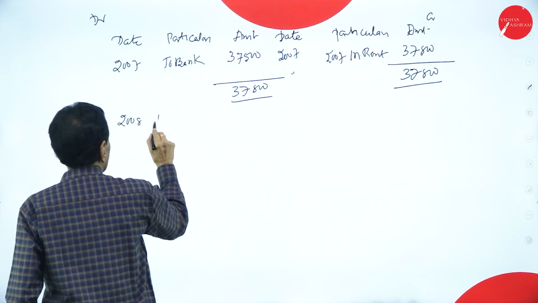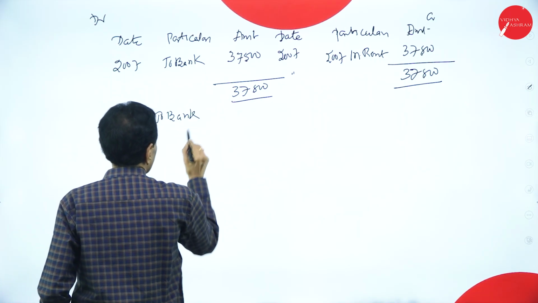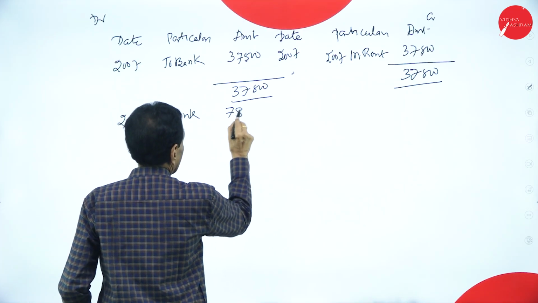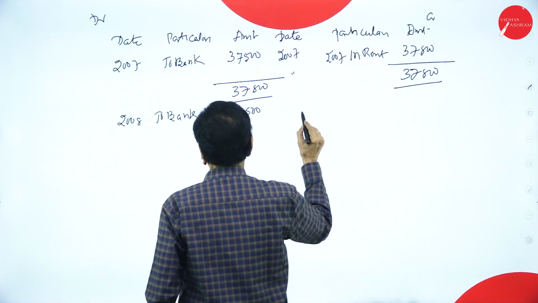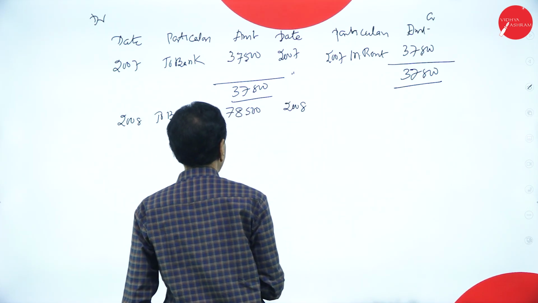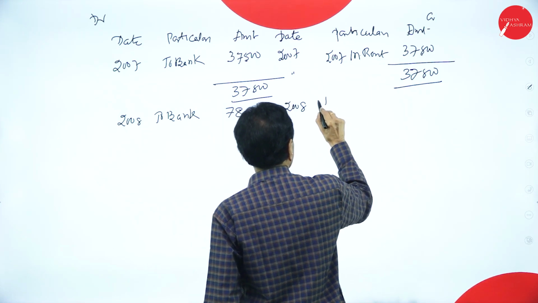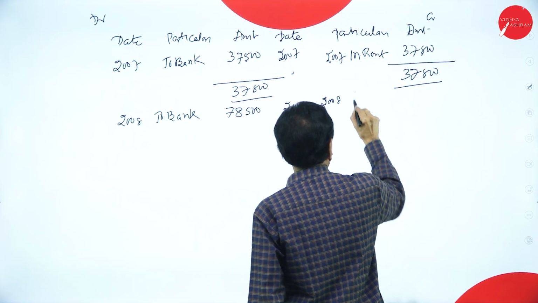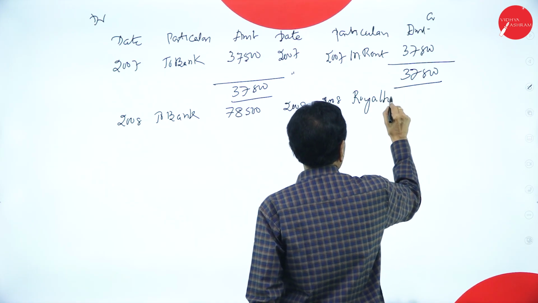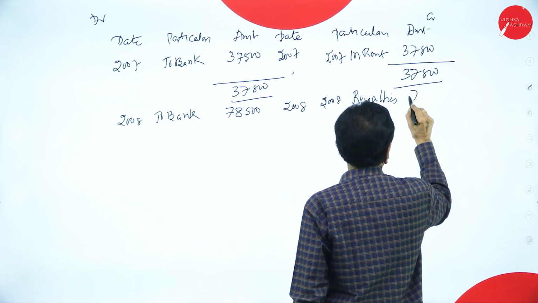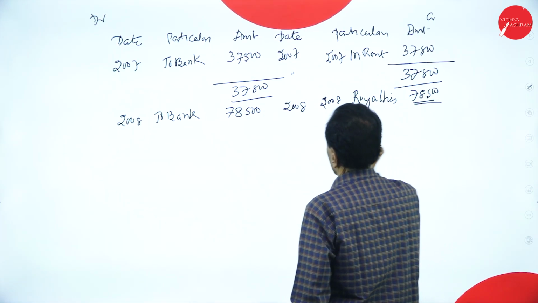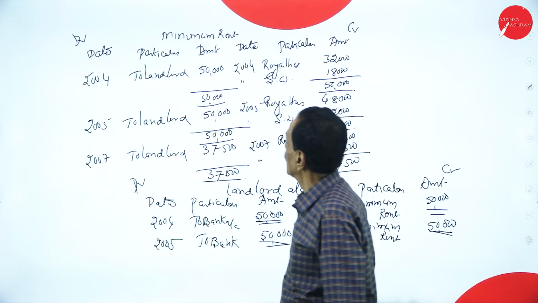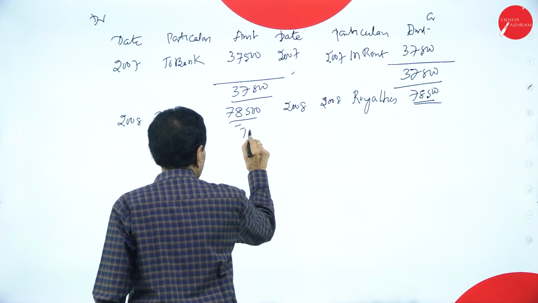2008 to bank account. How much are you paying? 78,500. Same. 2008. What is that? By royalty. By royalties. So, over. Minimum rent over royalty. Now, come back to royalties.